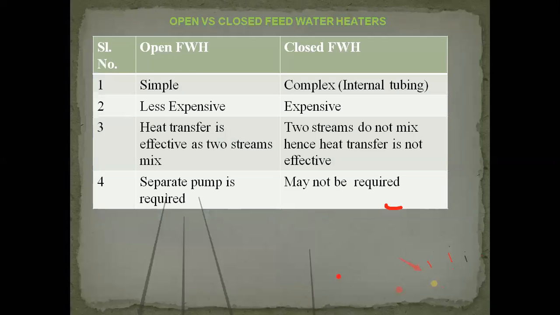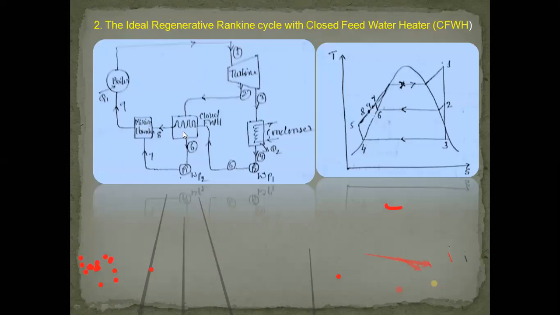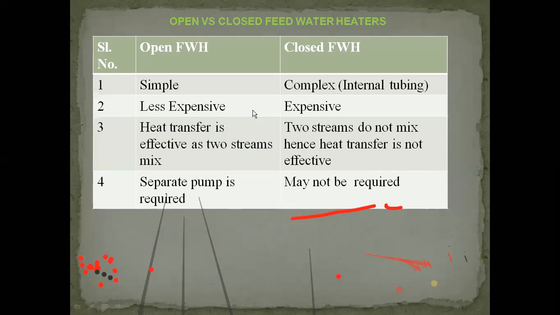Open feed water heater and closed feed water heater. Now let us understand the difference between them. The open feed water heater is very simple, because you just require a chamber where both get mixed up. But the closed one is complex because of the tubing arrangement. Because they do not get mixed up here, you require some sort of tubing arrangement. It acts like a heat exchanger. That is why it is a bit complicated, and because of this reason it is more expensive, but the open one is less expensive.